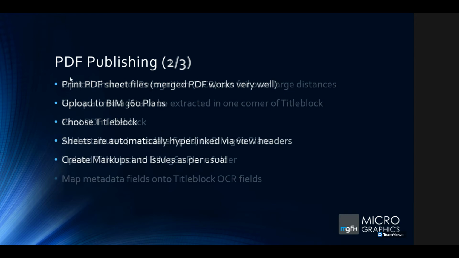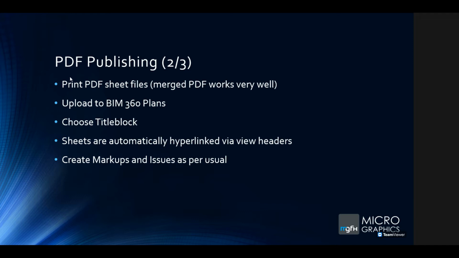And then we've got the actual processing of the documents. We're printing your PDF sheets and merging them into a PDF file. Upload that file onto BIM 360 plans. We choose the title block, which we've already defined. And then what happens is the sheets are automatically extracted and then hyperlinked also through the view headers, and then we can create markups and issues as per usual.